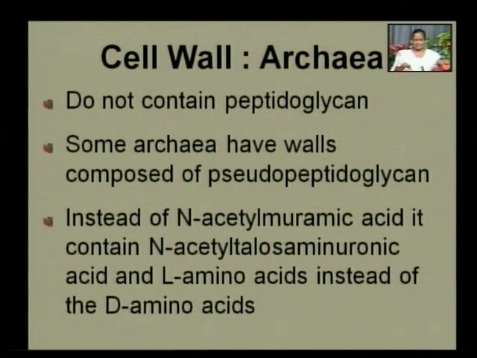They do not contain the peptidoglycan. Instead of that, they have the proteins and the lipids. But some archaebacteria show the property of pseudopeptidoglycan. In that category of archaebacteria, instead of NAM, that is N-acetylmuramic acid, it is replaced by N-acetyltalosaminuronic acid, and instead of L-amino acids, it has D-amino acids. That is the difference.